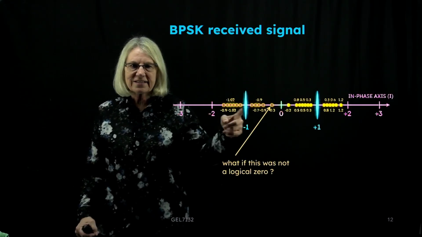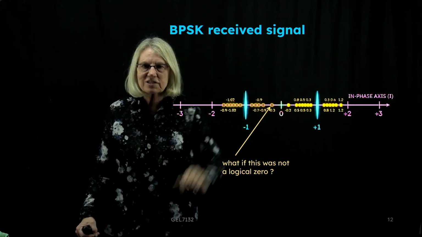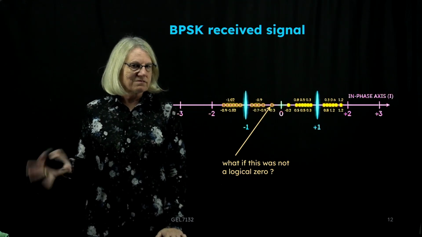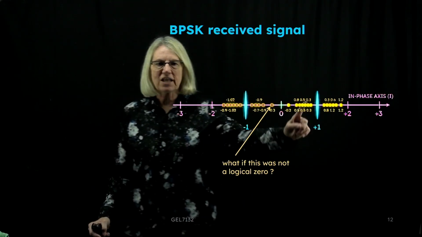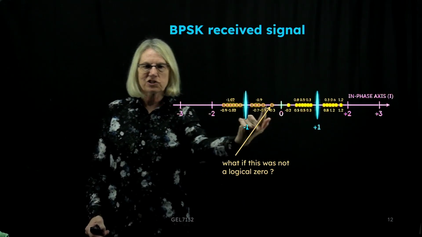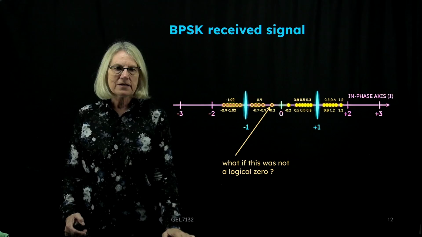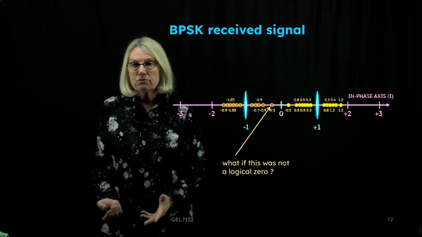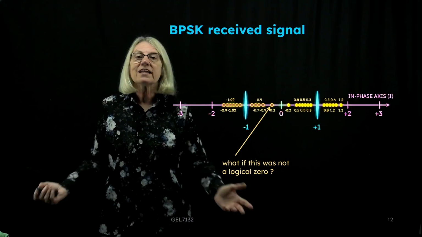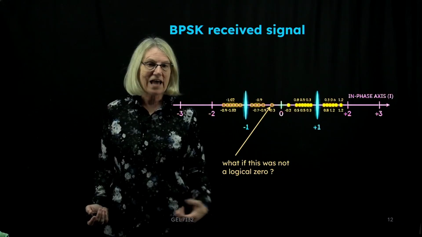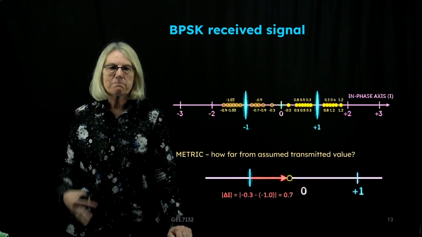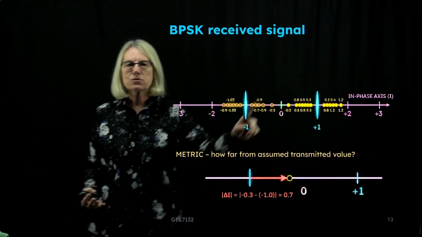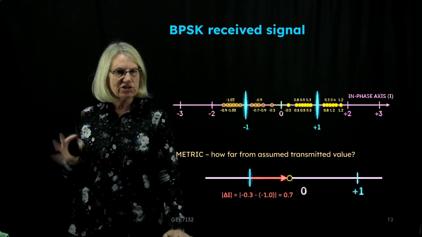So let's look at this particular point. It's very close to zero. What if this was not actually a logical zero that was sent? It was a logical 1 that was sent, but the noise had pushed it all the way over here. So now what do I do in this situation? What can I do without knowing what was actually transmitted? So I'm deciding this metric. I said this was close to zero, and that's kind of a danger zone, right?